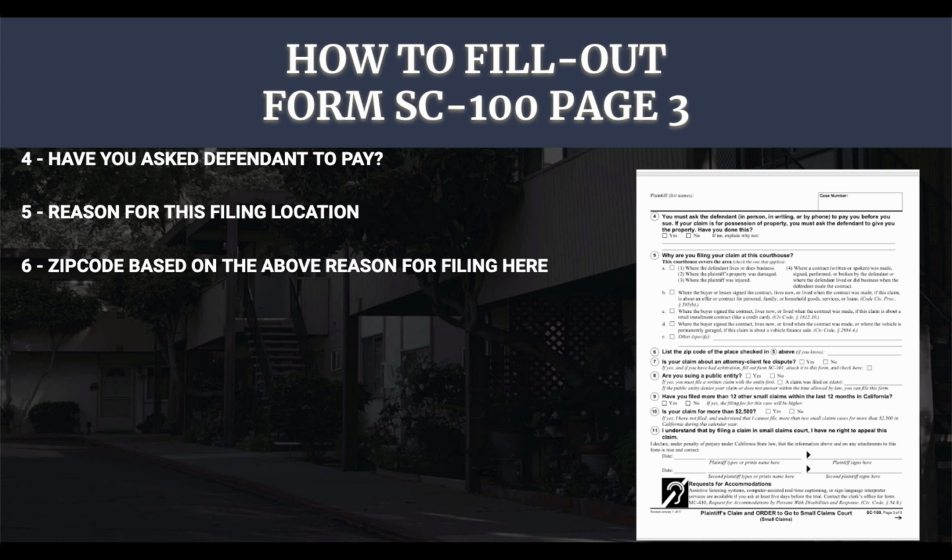In Section 6, which is the zip code based on the above reason for filing here, once you've selected your reason in Section 5 for filing, you need to choose the zip code that pertains to the reason you gave in Section 5. If your property was damaged in this area, which is why you're suing in this courthouse, then give the zip code as to where your property was damaged.